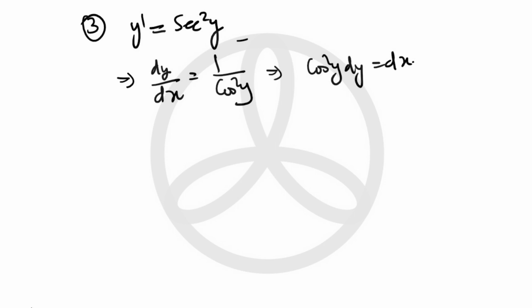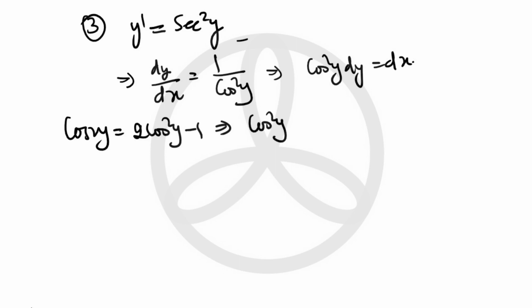This is the simplest form, and we know cos 2y is equal to 2 cos squared y minus 1, or by this we can get cos squared y is equal to (1 plus cos 2y) divided by 2. Okay, so this we can replace here. I think we should not be having any problem because this is a variable separated equation, so we can do it easily.